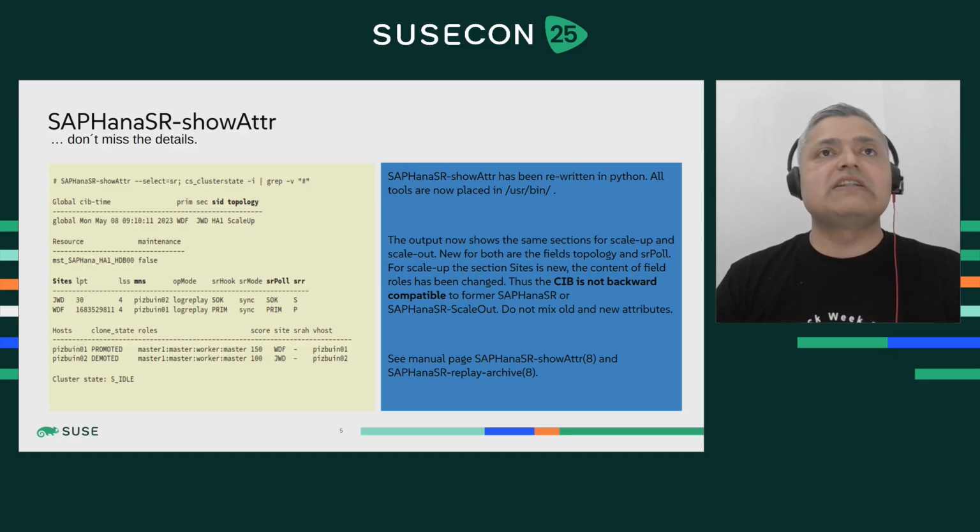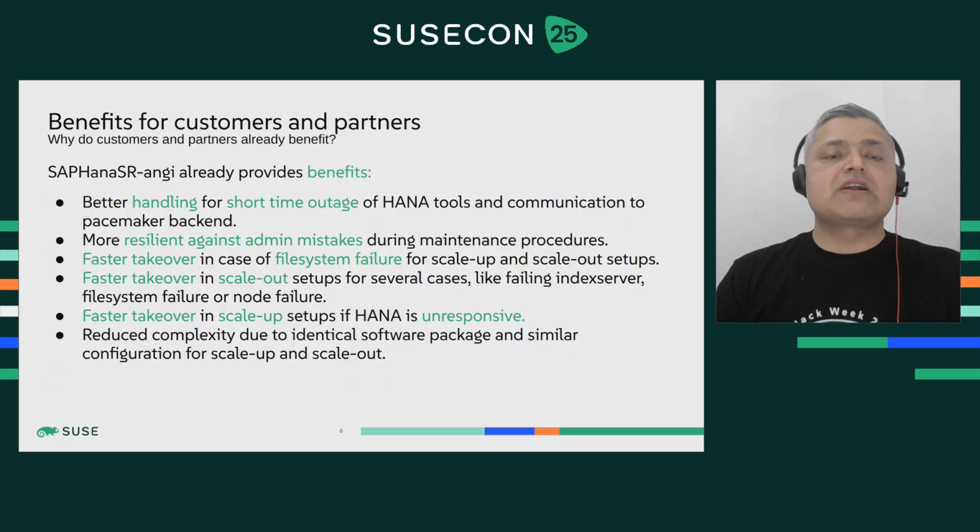This number is basically the return code of the landscape host configuration script, and that has changed. So because of these changes, one should remember that the CIB is not backward compatible, and we should not mix the old and new attributes. So with that, I move on to the next slide, which is about the benefits.